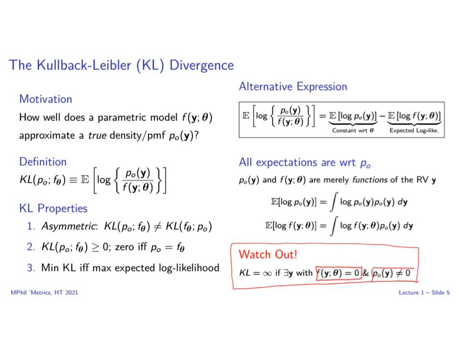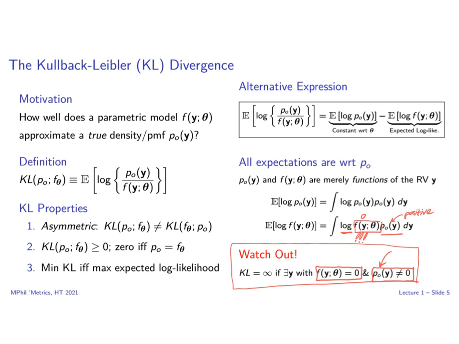In other words, if the true distribution, this p0, has a support set, and at least one of the points in that support set does not fall within the support set of our parametric model, then what's going to happen? Well, when we try to take the integral, we need to evaluate it at any point where p0 of y is not 0. So if there's a point where p0 of y is not 0, but in fact f of y is 0, what are we doing? We're trying to take the log of 0, and that is generally not a good idea.